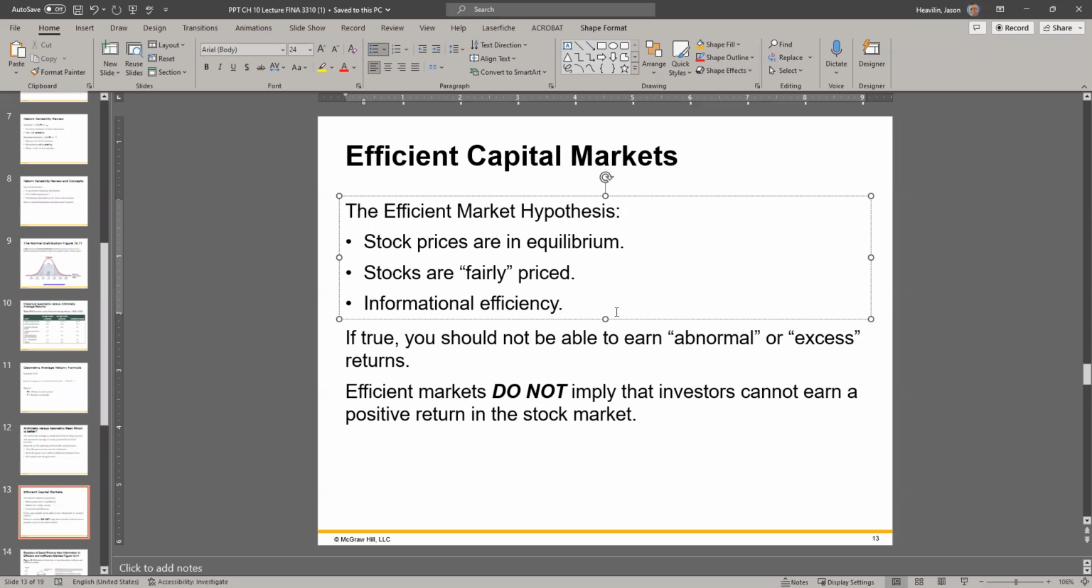Informational efficiency, meaning that everybody, well, let me not say everybody has access to the same information, but the information available is efficient across the market.